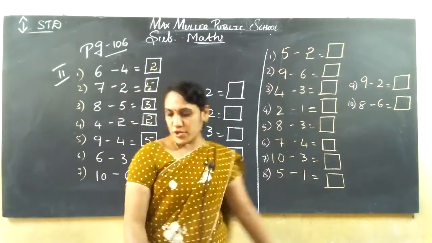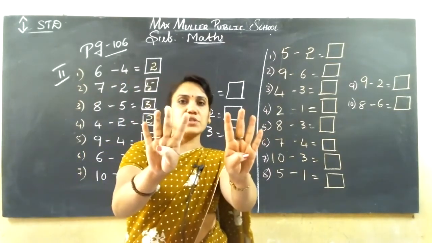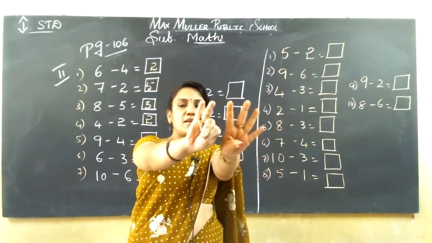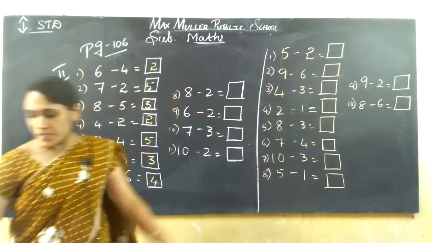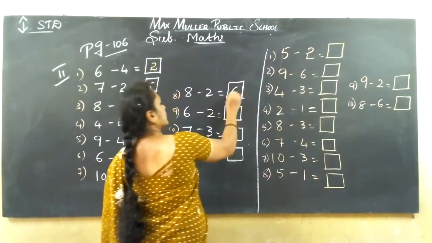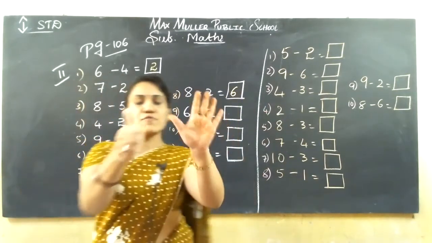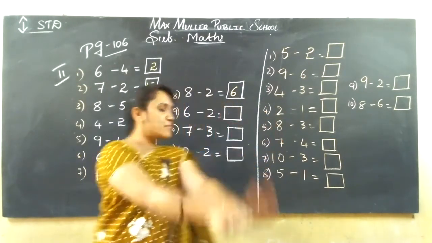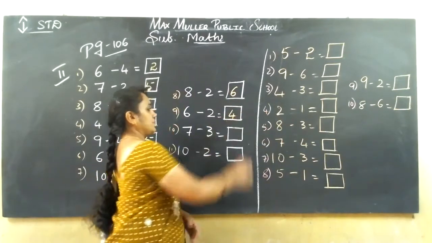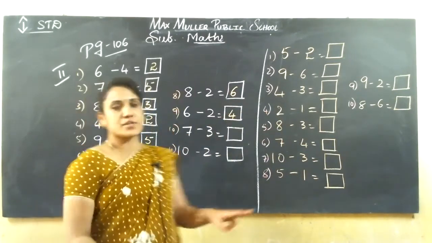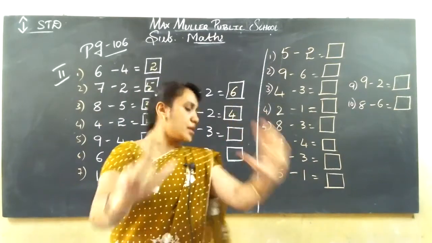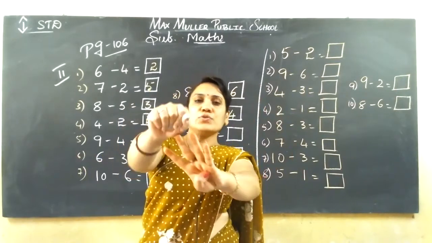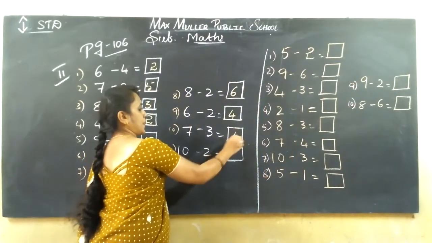Next, 8. Keep how many fingers? 8 fingers. Fold how many? 2 fingers fold. What's the balance? 6. Right, 6. Next, keep how many? 6 fingers. Fold how many? 2 fingers fold. What's the balance? 4. Okay. Next, come to the next sum. Keep 7 fingers. Fold 3. 1, 2, 3. What's the balance? 1, 2, 3, 4 balance.